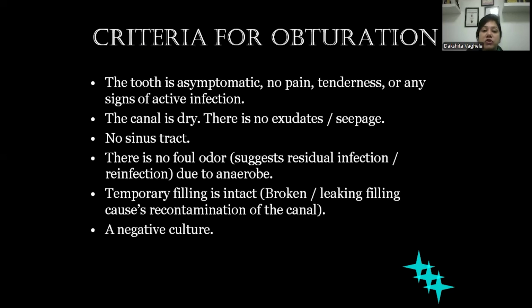Now, criteria of obturation. Criteria means when will you obturate the tooth? Obviously, when the patient is asymptomatic, when there is no anaerobic or foul odor from the canal. Foul odor means there is presence of anaerobic bacteria in the canal, right? So if there is, then you will not obturate. Then when the canal is dry, there is no exudate coming out of the canal, there is no sinus tract present, the temporary filling is intact, and you get a negative culture from the root canal. Negative culture means there is no bacteria, virus, fungus or microorganism present in the canal.